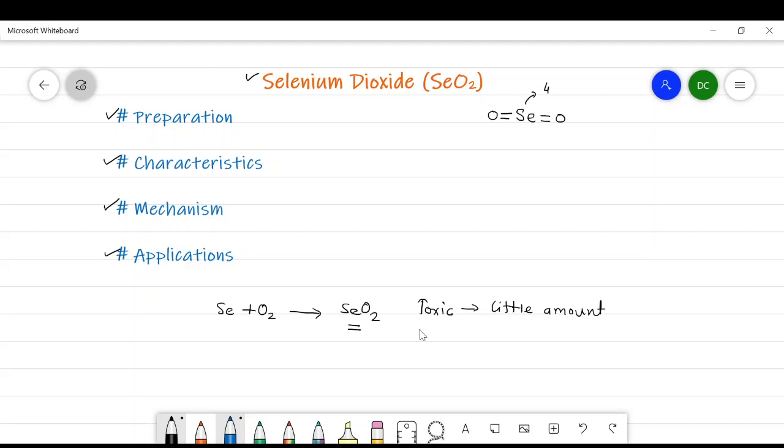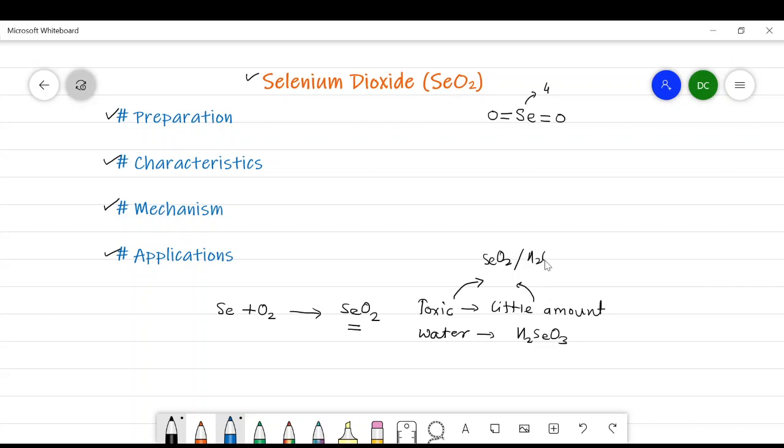When it dissolves in water, it forms H2SeO3, which is an acid. As it is toxic in nature and used in a little amount, we have to reuse this selenium dioxide after the reaction. That's why selenium dioxide is always used in combination with a peroxide. It may be H2O2 or tertiary butyl peroxide.